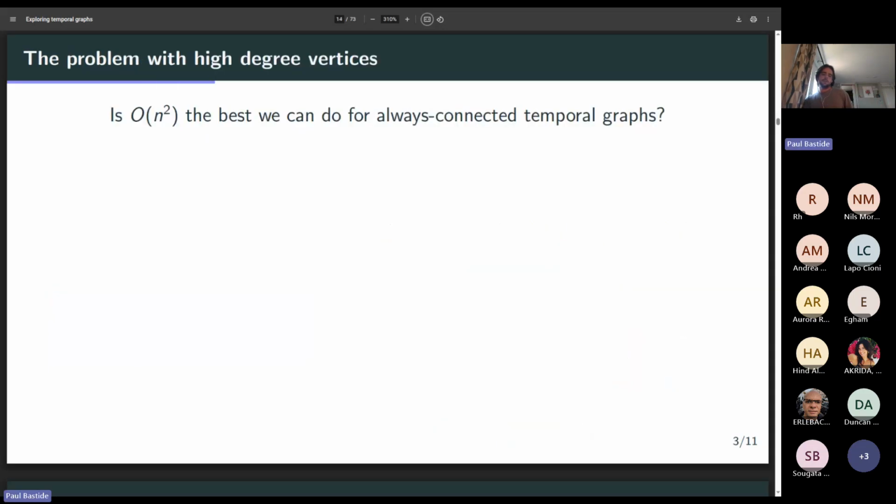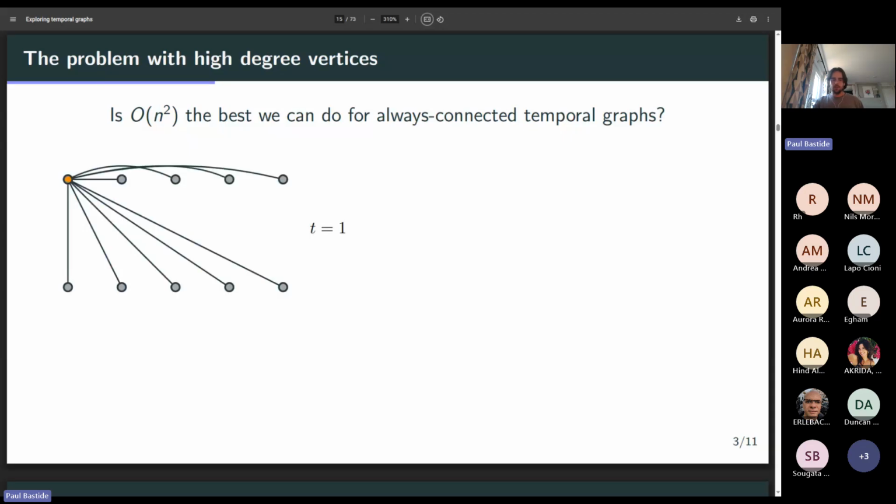And then the natural question that comes is: is it optimal? Does there exist some kind of always connected temporal graph that achieves this n squared bound? Because in the static case, if you want to just visit all your vertices and you have no weight on your edges, you expect to be able to do it in linear time and not n squared. And indeed, there is something different between the static case and the temporal case. And there is a case in which you need this n squared.